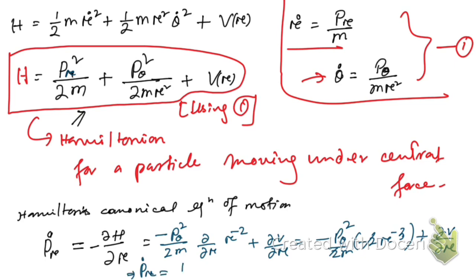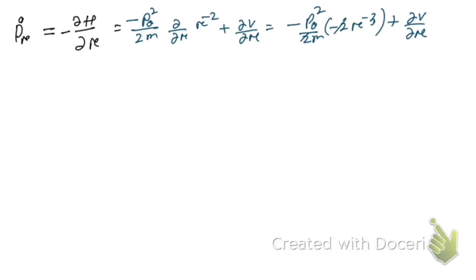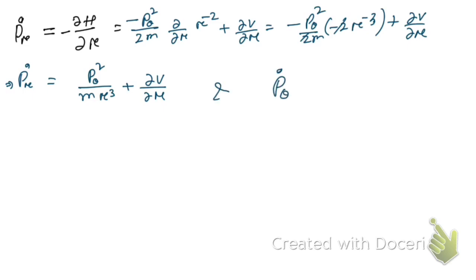that's going to be equal to P theta square by, so let me take a new slide, okay? Let me take a new slide. Let me copy this last step and let me go to a new slide. So here is the new slide. So what we have got, PR dot, that's equal to P theta square by M R cube plus del V by del R. That's what we have got. And also we're going to get P theta dot is equal to minus del H by del theta, right?